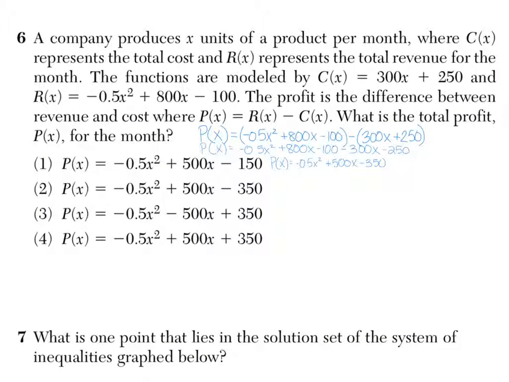If you weren't being careful with your signs in question number 6, it would cause you to pick the wrong answer. So you need to be really careful to distribute this negative right here. It's a simple substitution. It looks scarier than what it really is. So you're going to put in r of x minus c of x, and that's when the negative gets distributed to both the 300x and the 250. So we need to combine our like terms, and after you combine your like terms, you should end up getting answer choice number 2.